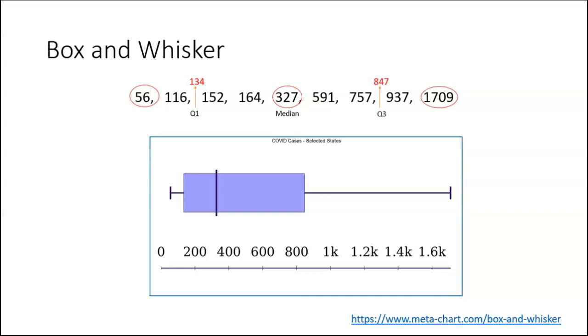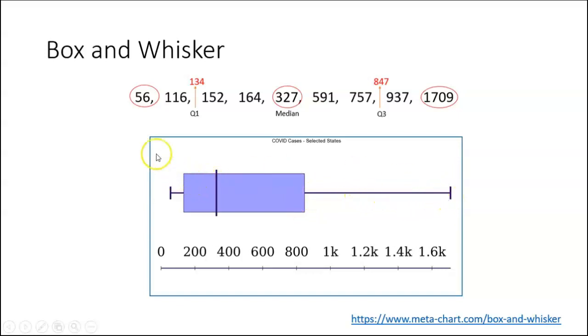And so you look, here's the box and whisker plot. Here's that minimum of 56. Here's that first quartile of 134. Here's the median of 327. You can see it in the number line here. And then we jump pretty far away to the 847 and then whoo, all the way to 1709.